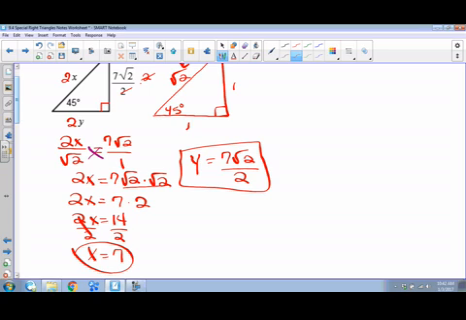So you don't need to set up a whole other proportion. The legs are the same in a 45, 45, 90, because the 45-degree angle and the 45-degree angle are the same. So the sides opposite them are the same. Any questions? Okay.